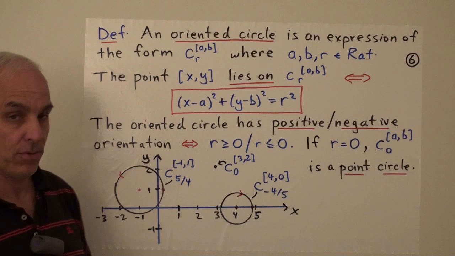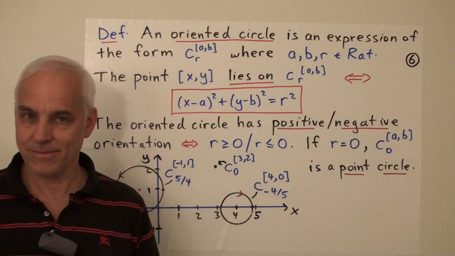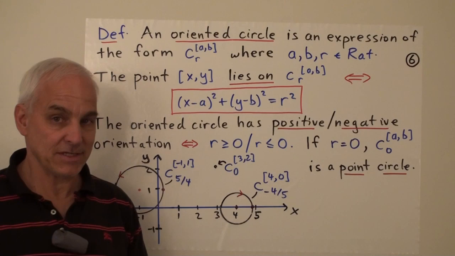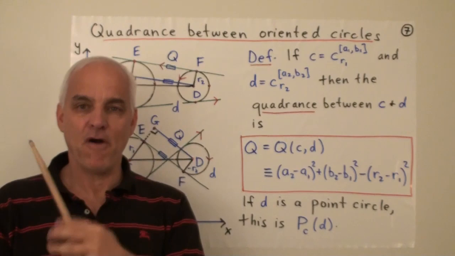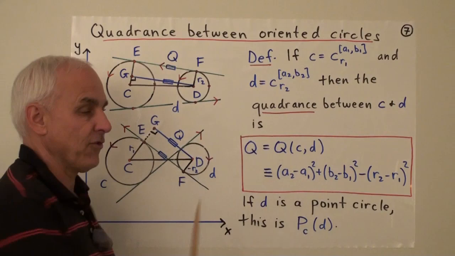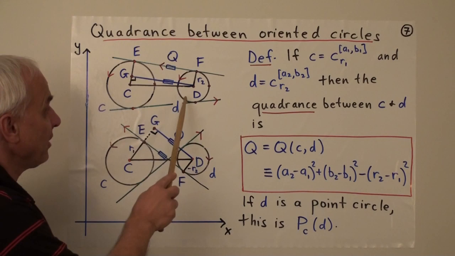So the theory of oriented circles is in some ways simpler than the theory of circles. In fact, we're going to see that it has a very direct connection with relativistic geometry. One of the fascinating things that we can do with oriented circles is define a nice number that measures how far apart they are in some sense. We're going to call this the quadrance between oriented circles. So here are two oriented circles, circle C and circle D, and they happen to be oriented both positively.